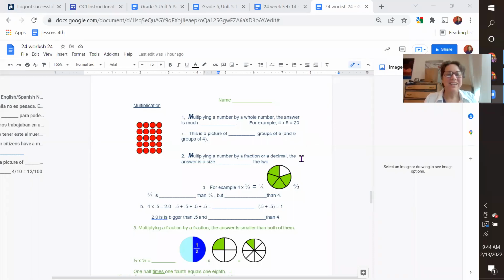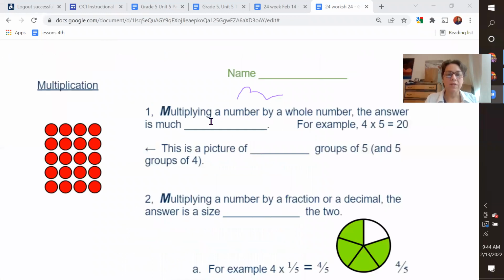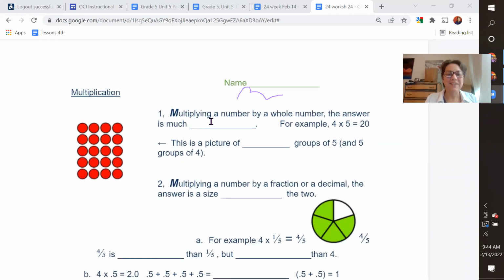Here we go, I'm going to share my screen. Okay, wonderful. So here we have this paper, and of course you're going to write your name here, whatever your name is. Let me make it a little bit bigger for you guys to see. There we go.